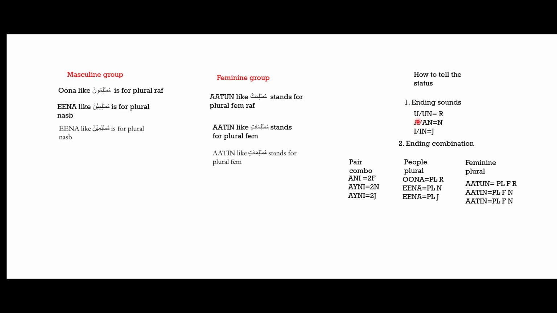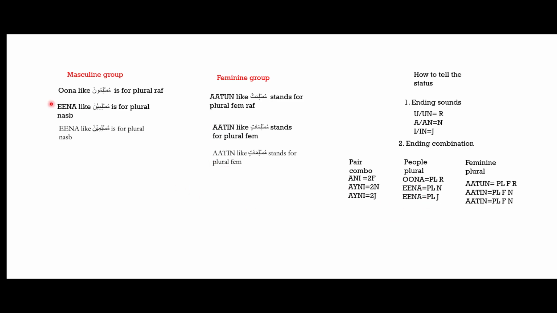Remember, broken plurals take the same kind of ending as singular isms, like they can take dammatain, fathatain or kasratain. So these signs are for singular and broken plurals. But when it comes to sound plurals, we have these ending combinations here. In the previous video we had this feminine plural atun, and now here is the expanded form. Atun, Muslimatun, stands for plural. You have to write plural, feminine, raf. Okay. Atin, likewise, Muslimatin, plural, feminine, nasb. Same thing, plural, feminine, this should be jar. Both of them are the same for both states.